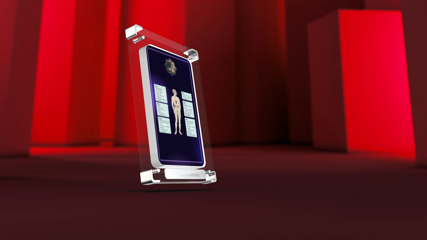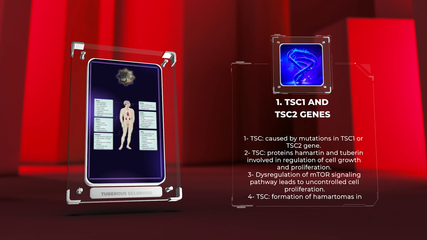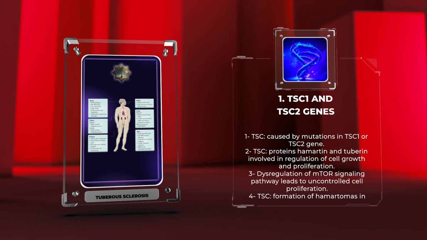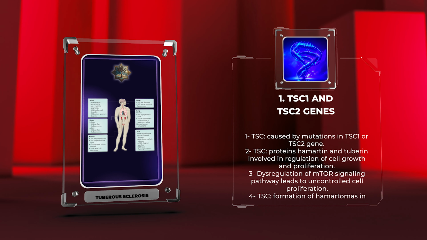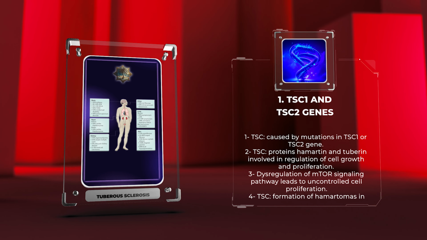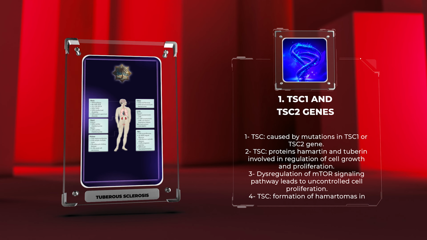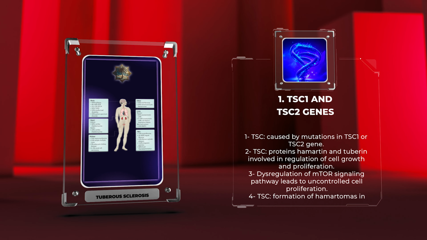TSC is caused by mutations in either the TSC1 or TSC2 gene, which encode for proteins called hamartin and tuberin, respectively. These proteins are involved in the regulation of cell growth and proliferation. Loss of function mutations in either gene leads to the dysregulation of the mTOR signaling pathway, which plays a crucial role in cell growth and differentiation. Consequently, uncontrolled cell proliferation occurs, giving rise to the formation of hamartomas in various organs.